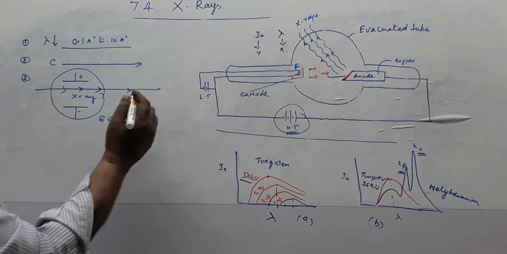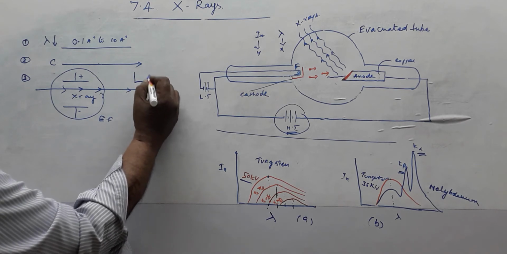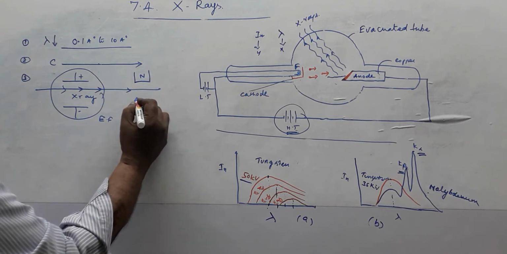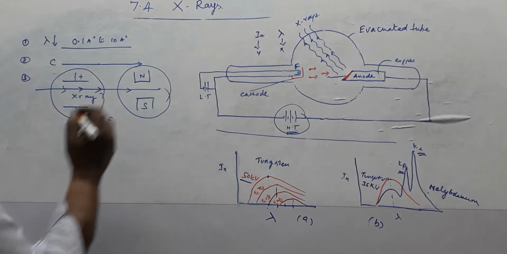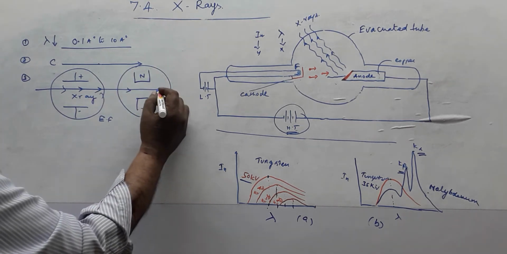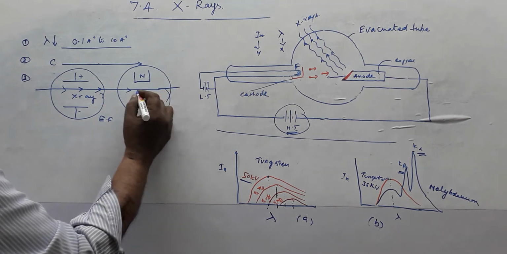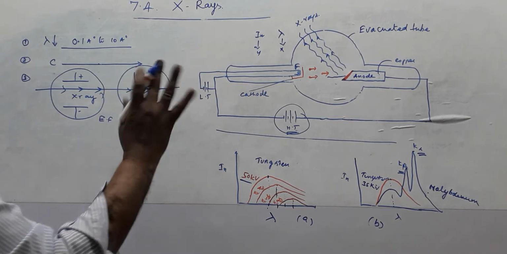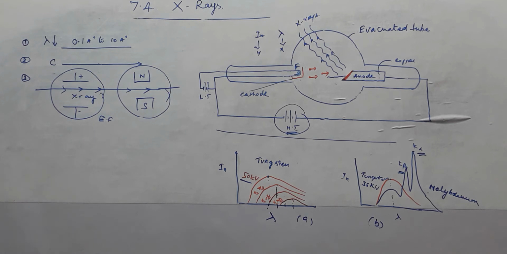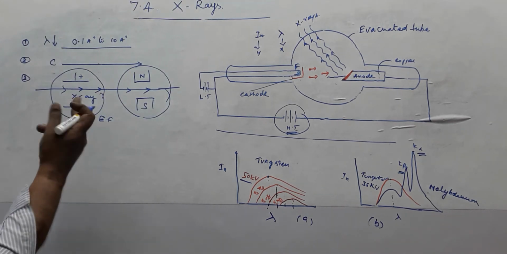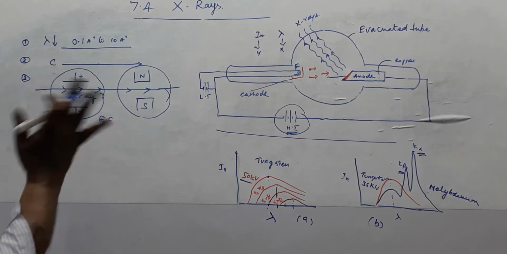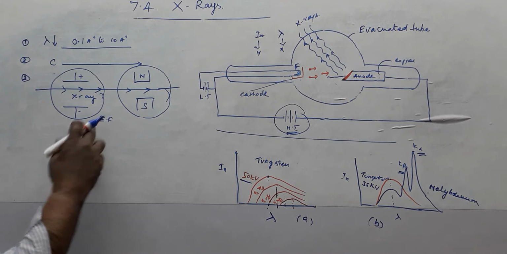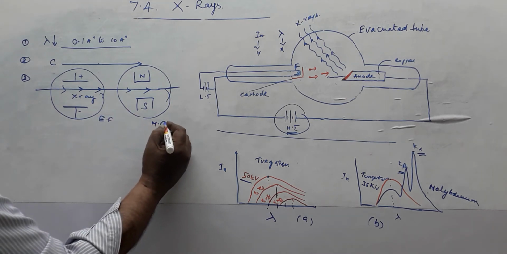In the same manner, if you are applying a magnetic field here, in the same place in the path of the X-rays, again the X-ray's path will not be altered and it moves in a straight line. It shows that the X-rays' path is not affected by either an electric field or a magnetic field.